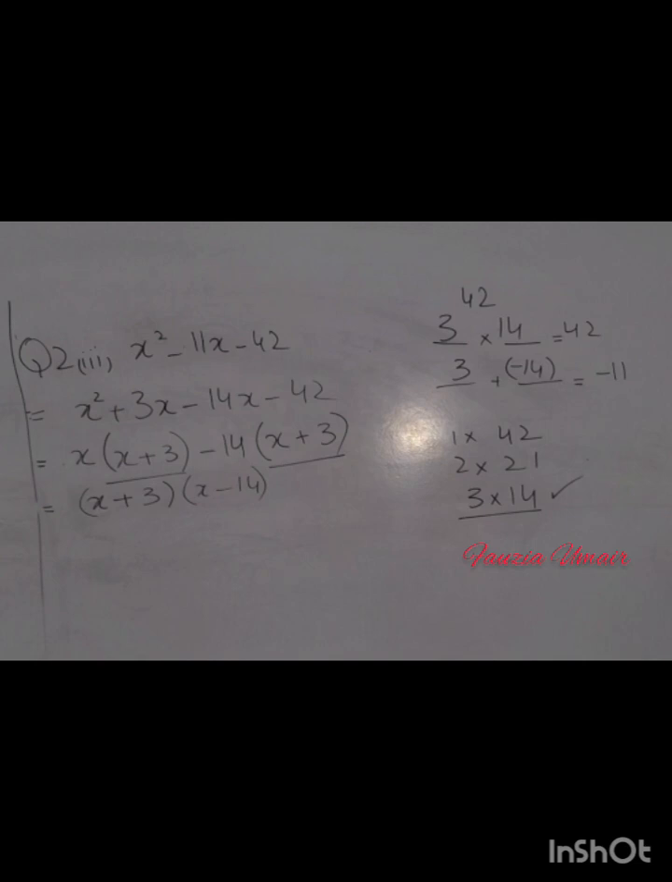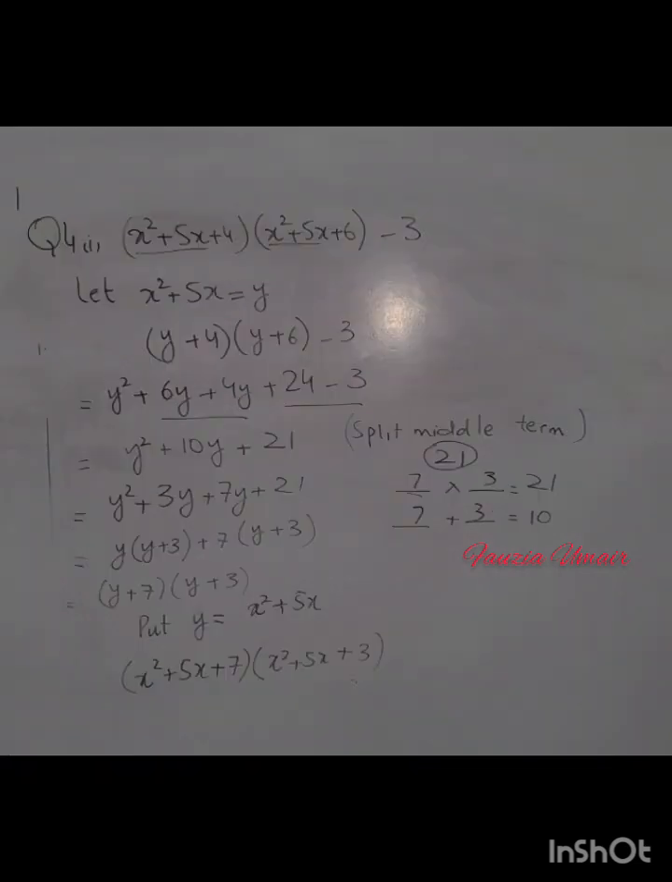Moving on to question number 4, first part. This is a question where you need to introduce another variable. See the common terms, x square plus 5x was common. So I have taken y in that. So in this question I need to split the last term, and I can still use the middle term method, just like in question number 2 we did.